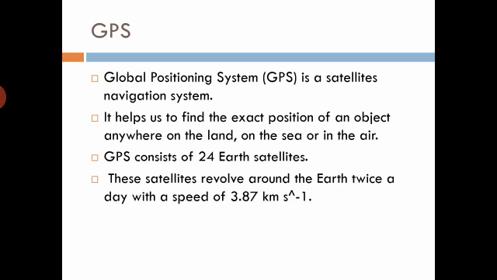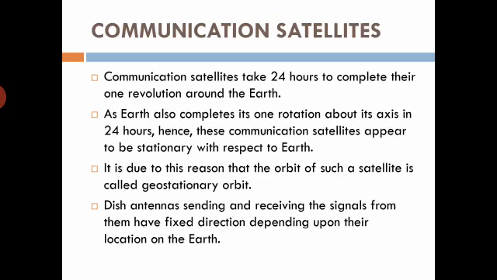Communication satellites. Communication satellites take 24 hours to complete their one revolution around the Earth, as Earth also completes its one rotation about its axis in 24 hours. Hence, these communication satellites appear to be stationary with respect to the Earth. It is due to this reason that the orbit of such a satellite is called geostationary orbit. Dish antennas sending and receiving the signals from them have a fixed direction depending upon their location on the Earth.